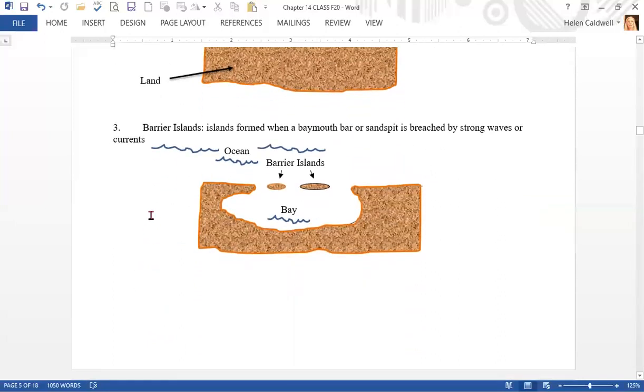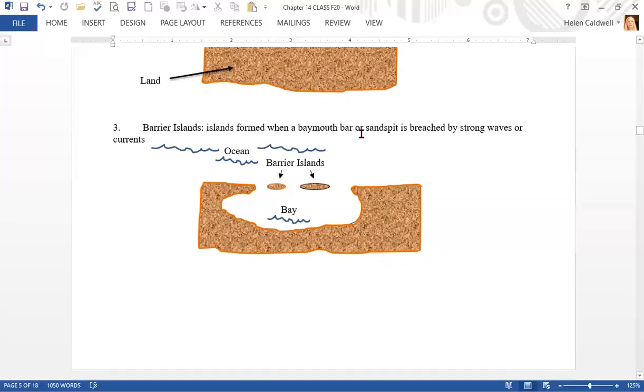Barrier islands are islands that cut across the opening of a bay. They form in a variety of ways. You could have a really long sand spit. Maybe our original sand spit went all the way out to here, and then a storm came and chopped it up into three pieces: the part that's attached to the mainland, and then the remaining part separated into two little islands. Those islands are called barrier islands.